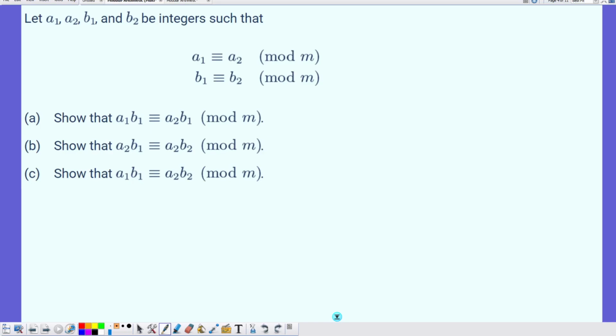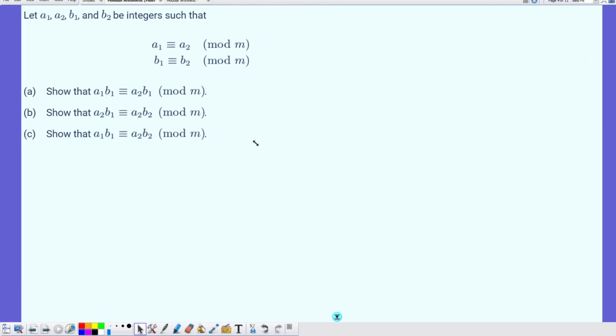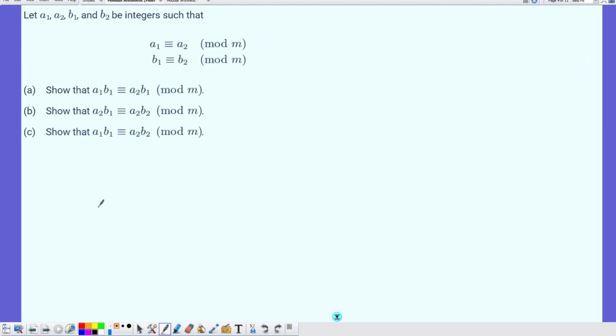Hello again, everyone. So, now we have the most generalized version of the modular multiplication problem that we can get. We want to show that if A1 is congruent to A2 mod M and B1 is congruent to B2 mod M, the first thing we want to show is that A1 times B1 is congruent to A2 times B1 mod M.